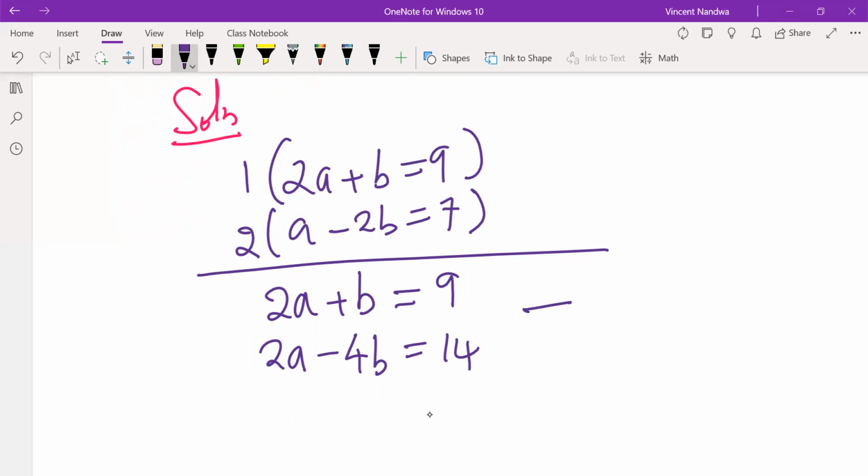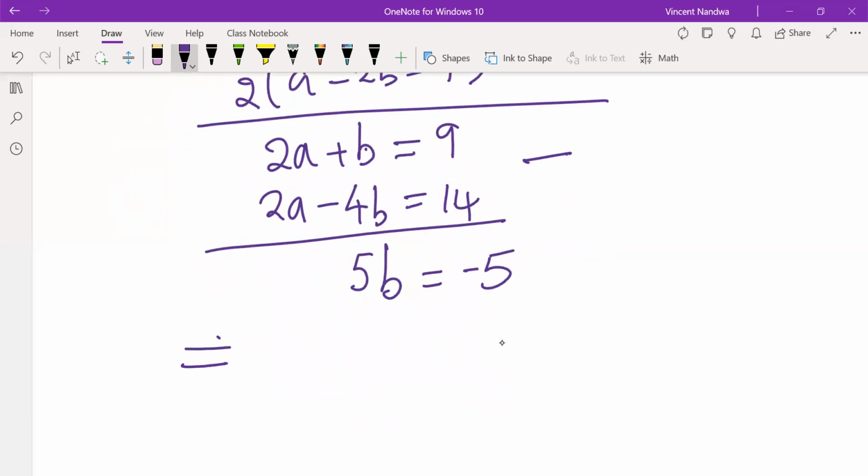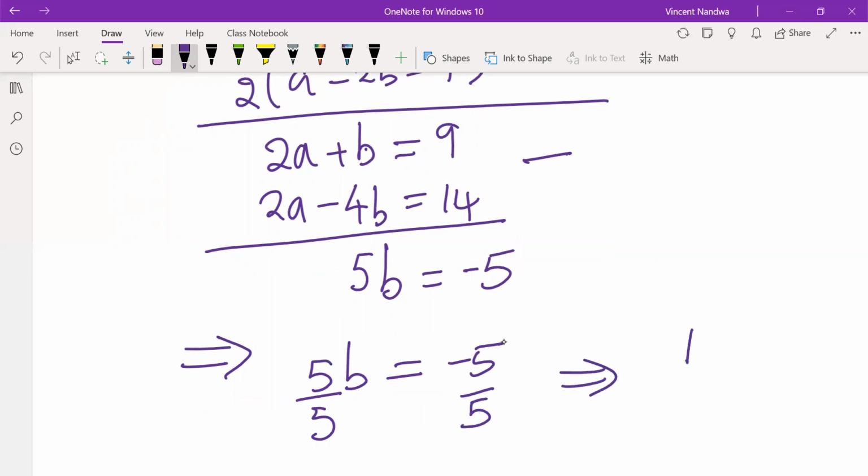So we subtract. B minus minus 4B is 5B, 9 minus 14 is minus 5. So which implies 5B equals minus 5. We divide through by 5 to get B, which means B is negative 1.